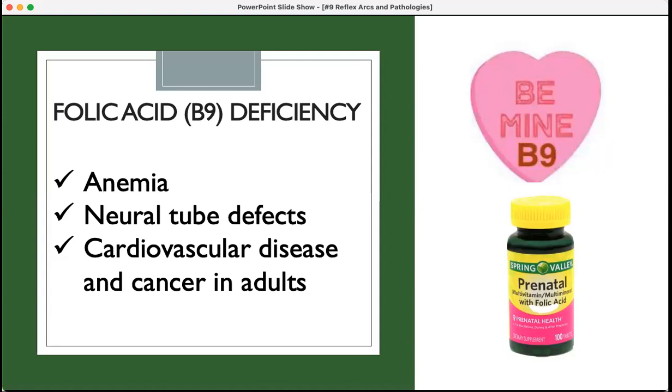B9 is the name for folic acid. With folic acid deficiency, you'll see anemia and neural tube defects. So remember, the neural tube for your spinal cord closes within 21 days of pregnancy. So sometimes people don't even know they're pregnant, and the babies are already forming the neural tubes of their spine. It can also cause cardiovascular disease and cancer in adults. So it's recommended that older adults also take prenatal vitamins with folic acid.